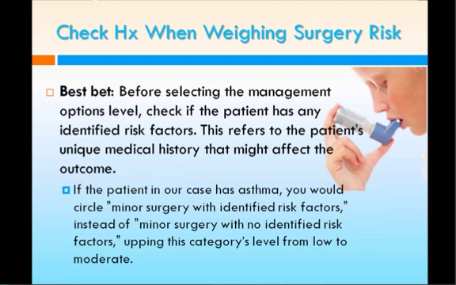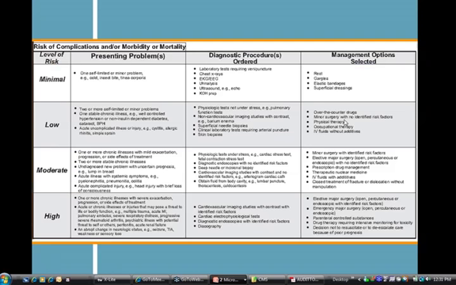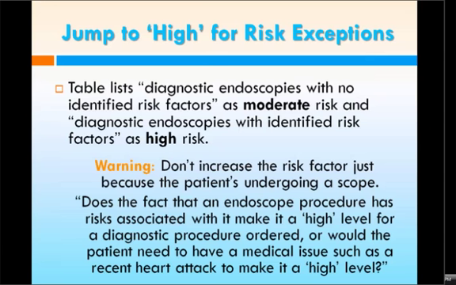The same detail arises for scopes. The table lists diagnostic endoscopies with no identified risk factors as moderate risk. So down here we've got our diagnostic endoscopies with no identified risk factors. And then on our next one, we've got our diagnostic endoscopies with identified risk factors. Once again, the same thing that we were talking about with no or with identified risks applies here. You don't increase the risk factor just because the patient's undergoing a scope. Instead, you give a physician moderate risk for ordering a scope.